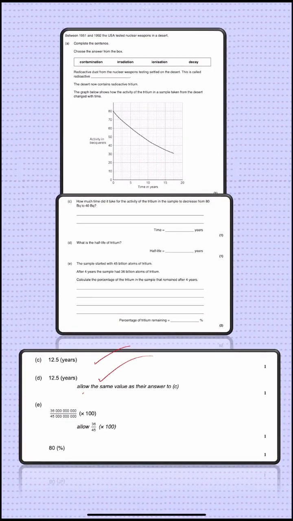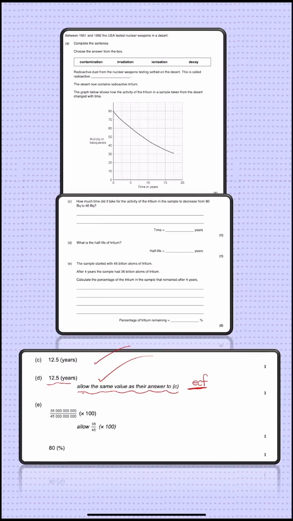12.5. Here it says allow the same value as your answer to C. So if you got part C wrong, if you read it off wrong, but then you realized that part C was the half-life, you would still get the mark, even though the answer would technically be wrong. So this is what we call error carried forward. This does happen sometimes in calculations where one calculation leads on to another calculation. Even if you got the previous one wrong, but you do the method in the next one right, you can get error carried forward.